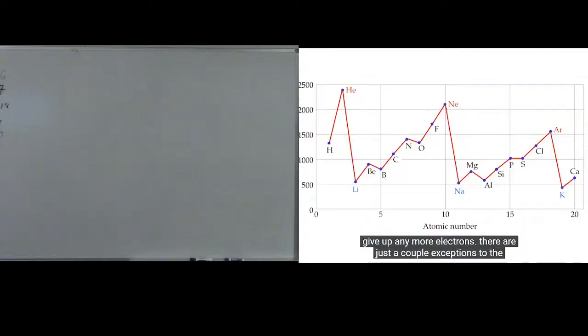There are just a couple exceptions to the ionization energy trend, but we can rationalize them. Look, for example, at the second row.